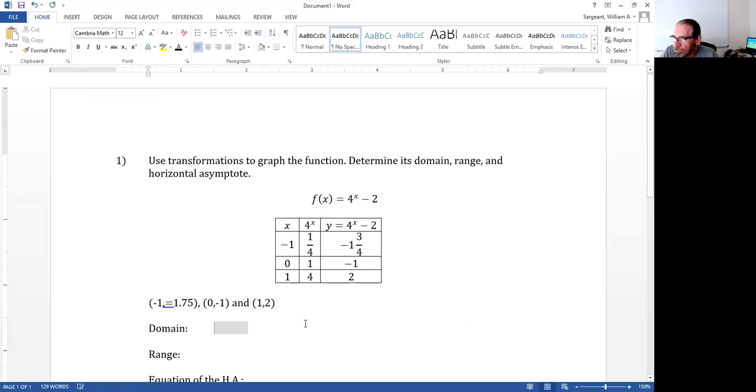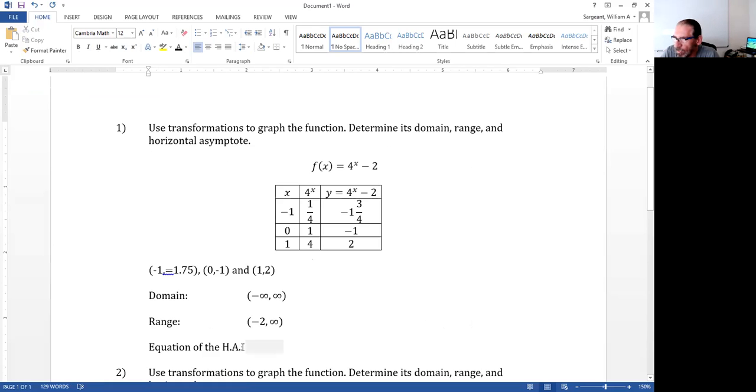So our domain, all real numbers, written in interval notation. Our range, put that in interval notation. It starts at negative 2, but does not include it. It does not actually touch. And y equals negative 2, I already indicated, would be the equation of the horizontal asymptote.